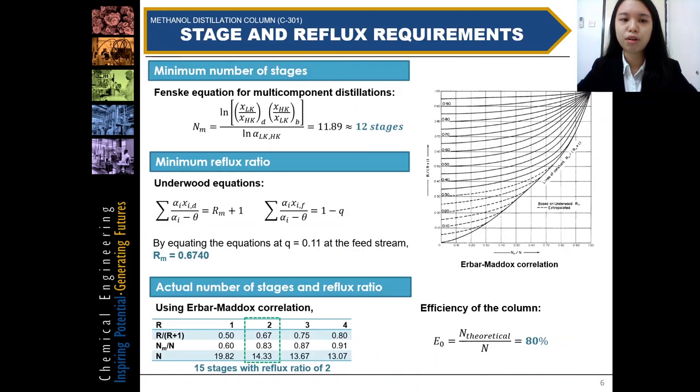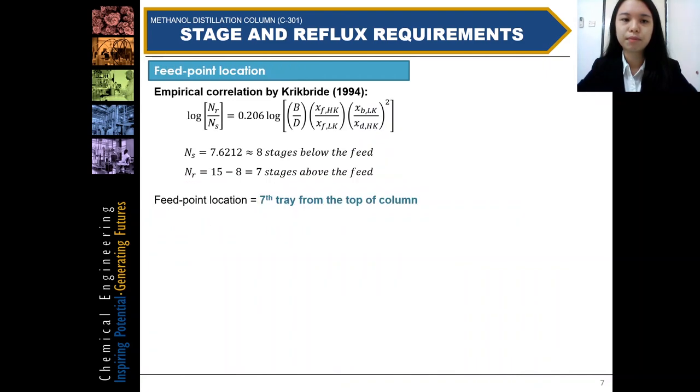Based on the operating conditions, using the Fenske equation and Underwood's equation, the minimum number of stages is determined to be 12 stages with a minimum reflux ratio of 0.674. Based on the above methods, since the change in the number of stages is minimal when the reflux ratio is more than 2, the actual number of stages is determined to be 15 stages with a reflux ratio of 2, giving a column efficiency of 80%. Also, the best feed location is found to be at the 7th tray from the top of the column.